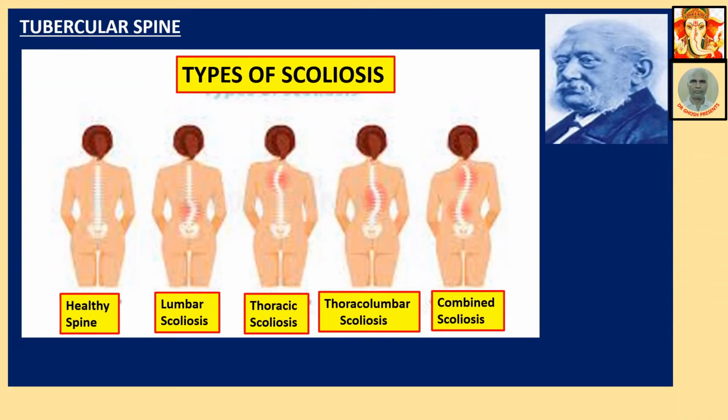Tubercular spine. Tubercular spine, actually it is deformity of spine. It's called scoliosis. This is the healthy spine. Note, this is healthy spine. This is lumbar scoliosis, that is, in the lumbar region there is abnormal bending. Thoracic scoliosis, in the thoracic position there is abnormal bending. Thoracolumbar scoliosis, thoracic and lumbar both combined.